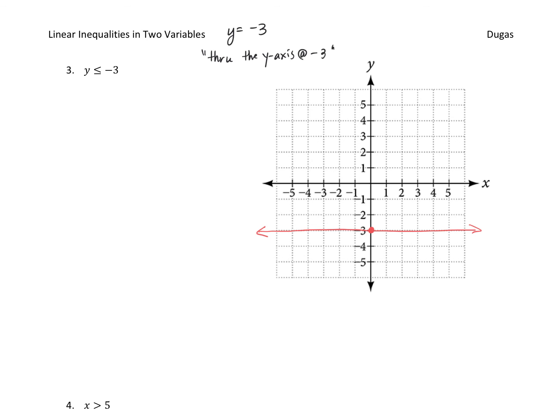But since I have an inequality, I have to make sure, number 1, is my line going to be dotted or solid? Since I have the or equal to sign, it's going to be solid. So I'm good where I am. And then I have to decide how I'm going to shade. So since it's less than, I need to shade below the line. So everything below that line will be part of my solution set. Okay? And that's it.